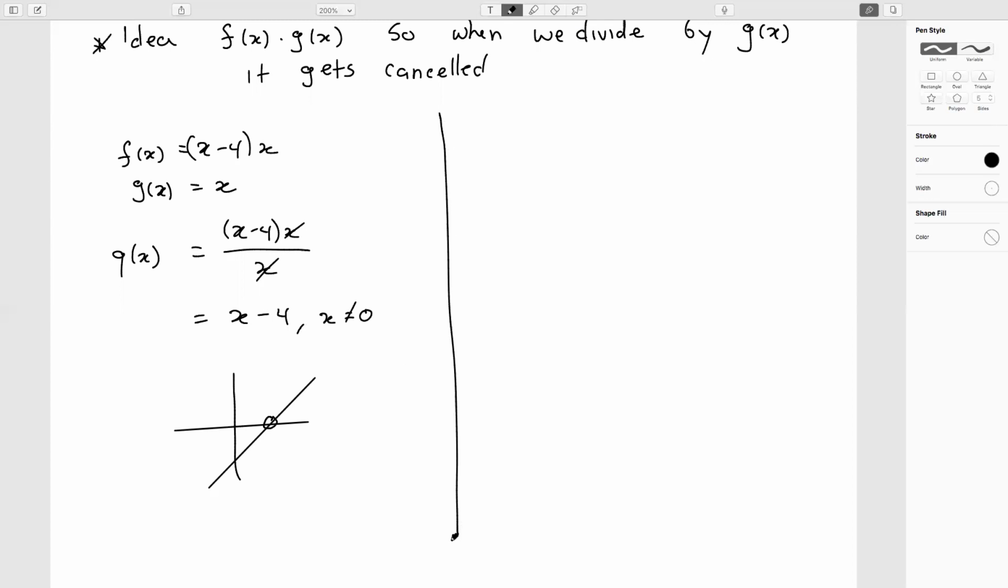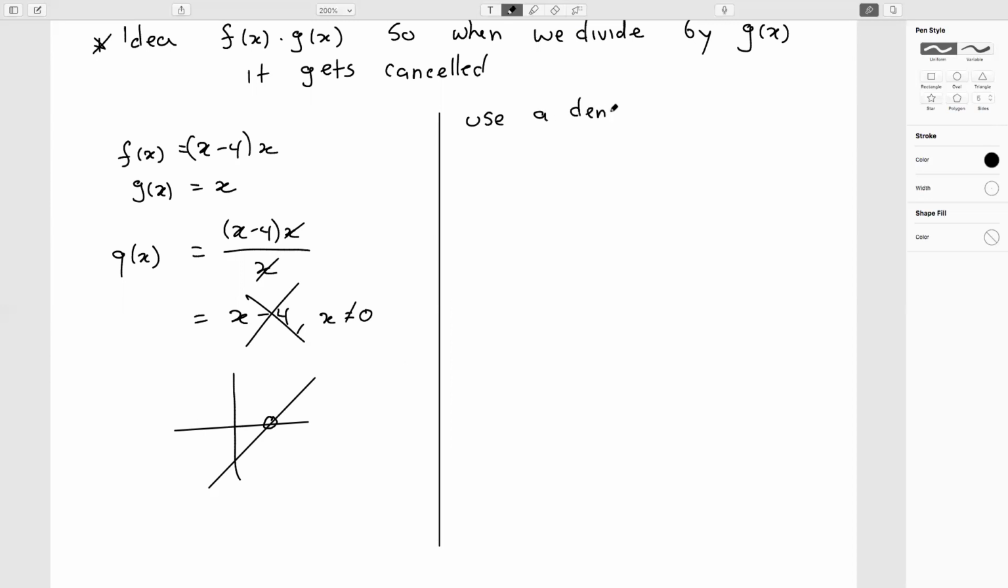So to fix this, I'm going to cancel this. This is not going to work. Use a denominator with no restrictions. For example, instead of x, let's make g of x, our denominator, x squared plus anything, x squared plus 1. Now, no matter what I put in for x, it can never equal 0.